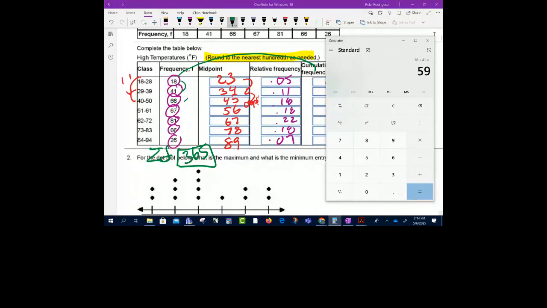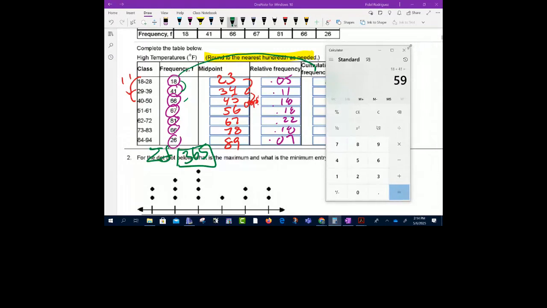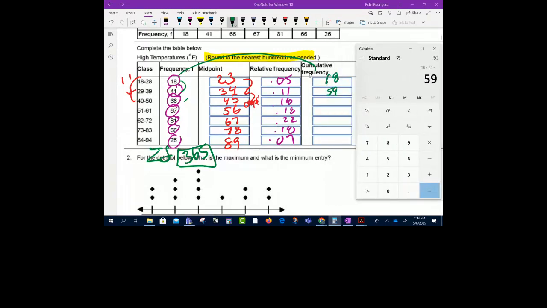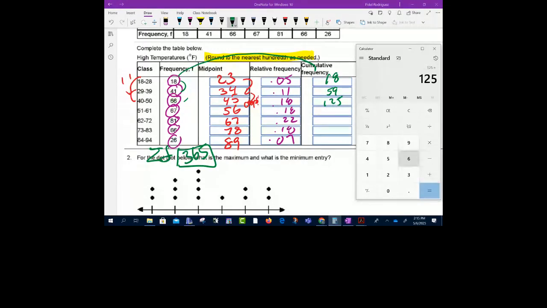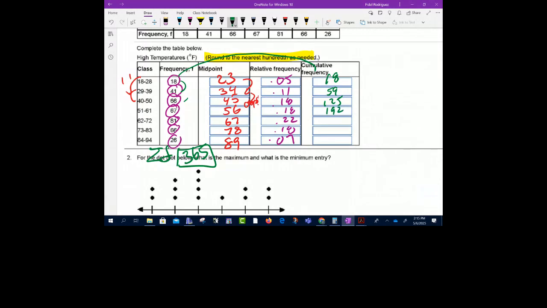I'm going to try to make my calculator a little bit smaller so we can have everything here on the same size. Okay. So 18 was the first one, right? And then how do we get 59? We did 18 and what? 41. And now we have that 59. We're going to add what to it? 66, right? And that's giving me what, 125? And then from 125, we're going to add what, 67? And that's going to give us 192.